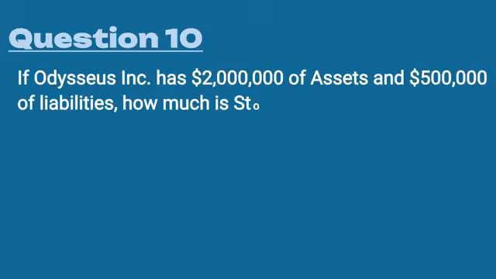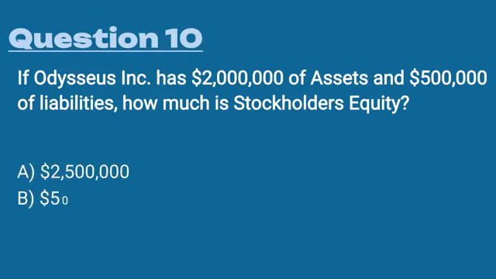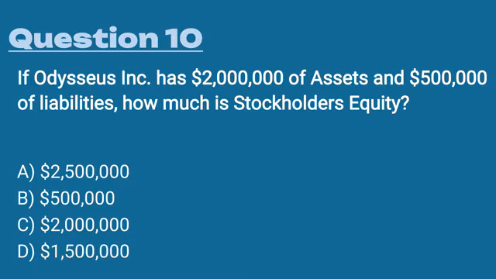Our last question, question 10. If Odysseus Inc. has $2 million of assets and $500,000 of liabilities, how much is stockholders' equity? A, $2.5 million, B, $500,000, C, $2 million, D, $1.5 million.